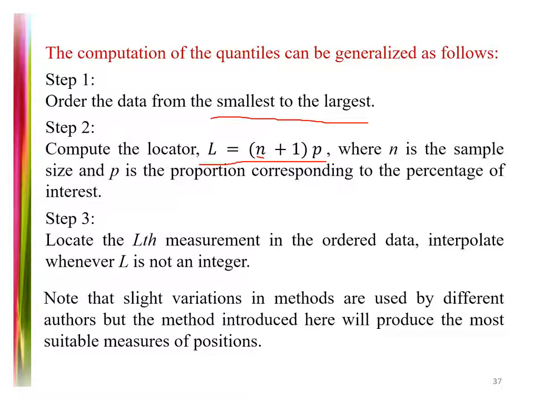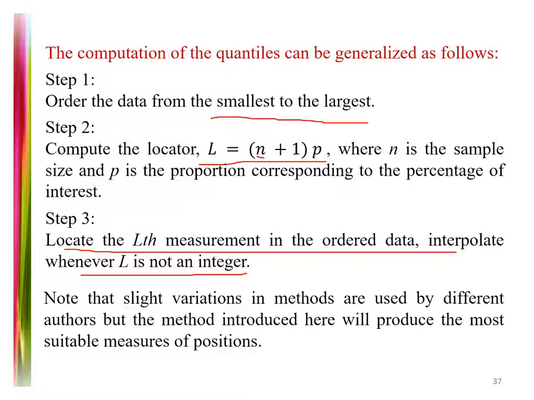Here p means the proportion corresponding to the percentage of interest. For example, if you want to calculate Q1, p should be 0.25. And for decile 7, your proportion is equal to 0.70. And step 3, locate the Lth measurement in the ordered data. Interpolate whenever L is not an integer. In some situations L is not an integer, it has a decimal point, and we can use the interpolate method. Maybe later we will introduce that interpolate method.